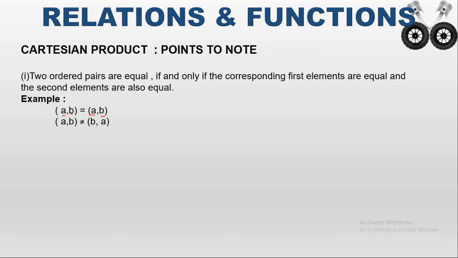So both are equal. The second element in the LHS is B. The second element in the RHS is B. So (A, B) equals (A, B). So that is equal. So what is the second one?